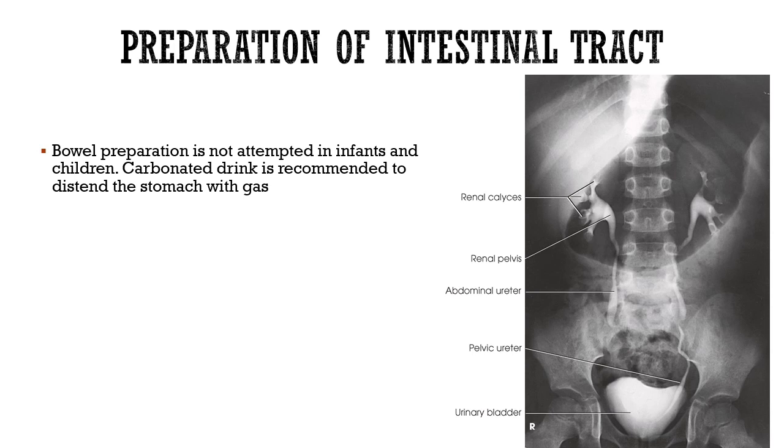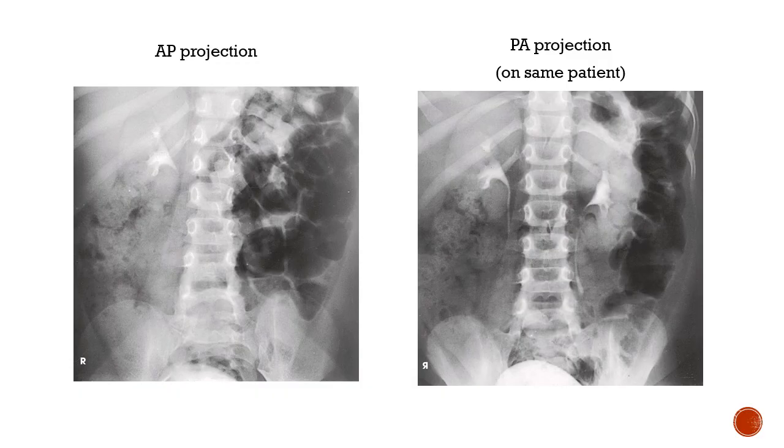As far as preparation of the intestinal tract, bowel prep is not attempted in infants and children. A carbonated beverage may be used to distend the stomach with gas, though, and you can see where the stomach has been distended with gas in this particular image, and therefore the renal calyces are visualized. On the other hand, we could also turn the patient from AP, where there's lots of gas over top of that kidney, to a PA projection, and all that did was move the gas over a little bit and allowed us to see the kidney. So that's a possibility as well.